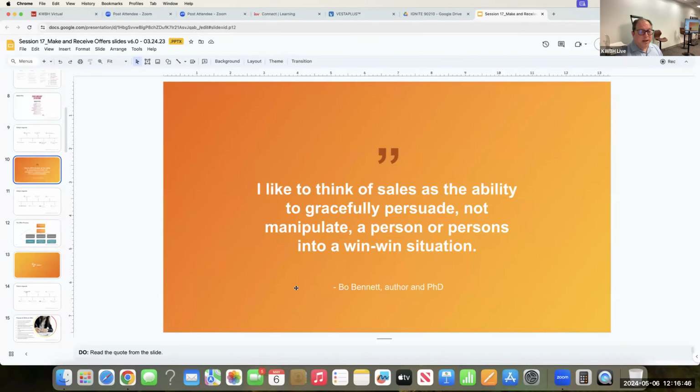All right, Bo Bennett. So usually all these quotes that are in our Ignite curriculum are from Gary Keller. So let's see, we have something here from Bo Bennett, author and PhD. I like to think of sales as the ability to gracefully persuade, not manipulate, a person or persons into a win-win situation. Interesting. So to gracefully persuade, not manipulate.